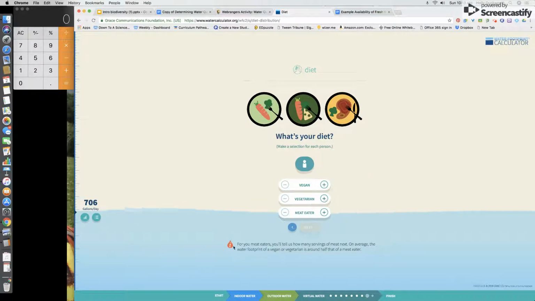And I thought this was interesting. It says, for you meat eaters, you'll tell us how many servings of meat. On average, the water footprint of a vegan or vegetarian is about half that of a meat eater. And the reason being is, essentially you're having to use the water twice. Not only are you watering the plants for the animal that you're going to eat, you have to water the plants so that they have food, but then that animal also has to have water to be able to survive. So it's double the water use.